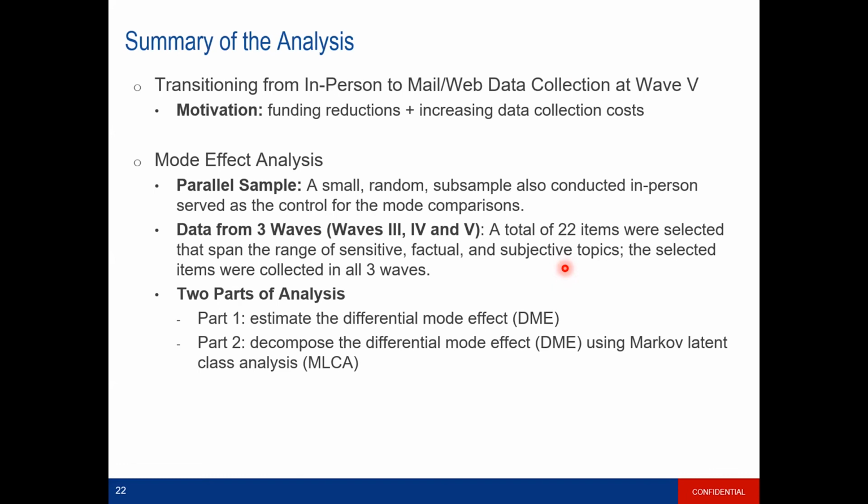And in this analysis, we used the data from 3 different waves, and we selected a total of 22 items in order to estimate how the mode changes will affect the estimates for those items. We did 2 different analyses. The first one is simply to compare the estimates between different samples collected from different modes. And the second part of the analysis is trying to decompose that mode effect by using the Markov latent class analysis.